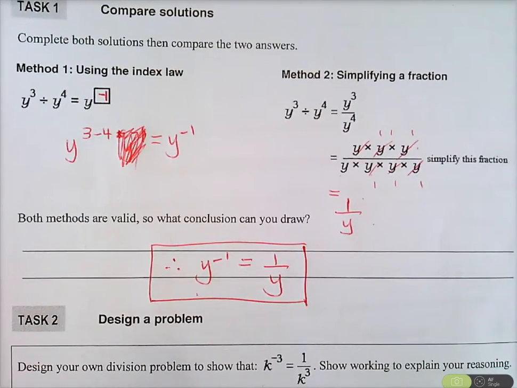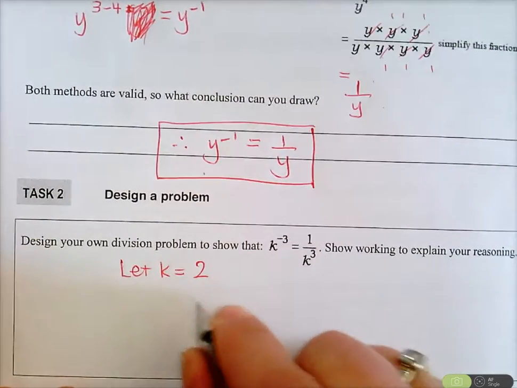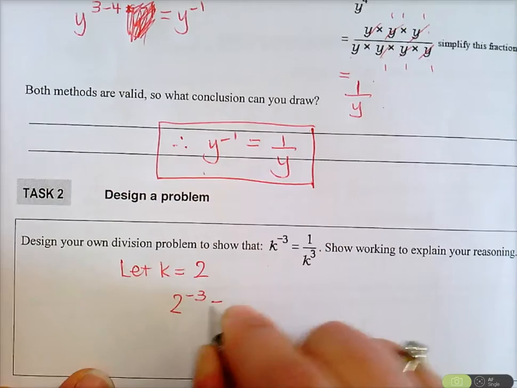Design your own division problem. To show, let's just say let k equal 3 or something, or 2. Just here, let k equals 2. Let's go. What's 2 to the negative 3?